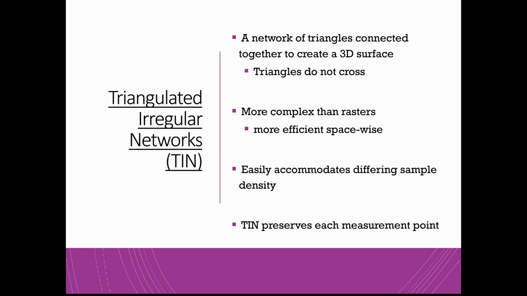Additionally, triangulated irregular networks can easily accommodate different sampling densities, where rasters cannot. Lastly, triangulated irregular networks preserve each input measured point, again, where rasters cannot do that.